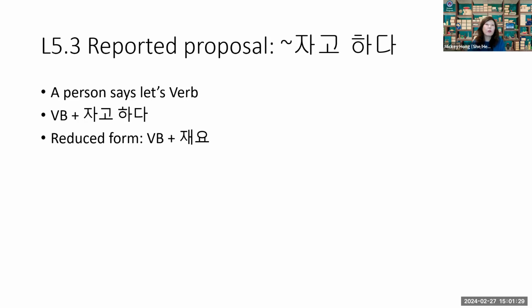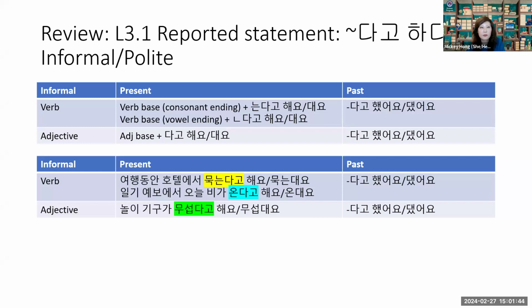Again, reporting proposals. He or she says, let's do this, let's do that. Obviously it's a proposal, so only the verb base plus 자고 하다. The reduced form is 재요. For statements, a verb that ends in a consonant takes 는다고 해요, reduced 는대요. For vowel ending, you add ㄴ to the final consonant, ㄴ다고 해요 or 대요. Past would be 다고 했어요, 됐어요.